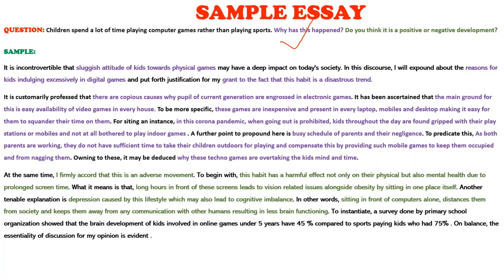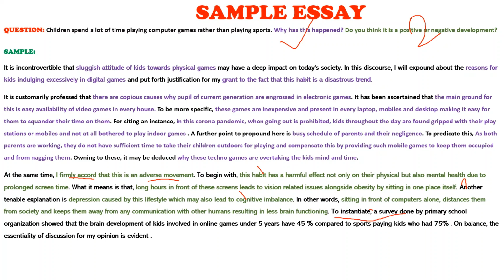In the same way, the second body paragraph will answer my second question, that this is positive or negative. So at the same time, I firmly accord that this is an adverse moment. So I firmly accord, that is, I believe that this is an adverse moment, because it has asked for my opinion. Do you think it's a positive or negative development? Is opinion type question. So I have given my clear opinion that this is an adverse moment. So my topic statement is clear, that this paragraph is going to talk about my opinion that says it is a negative development. Then again, the first point, then explanation, then second point, then explanation, then it's example.